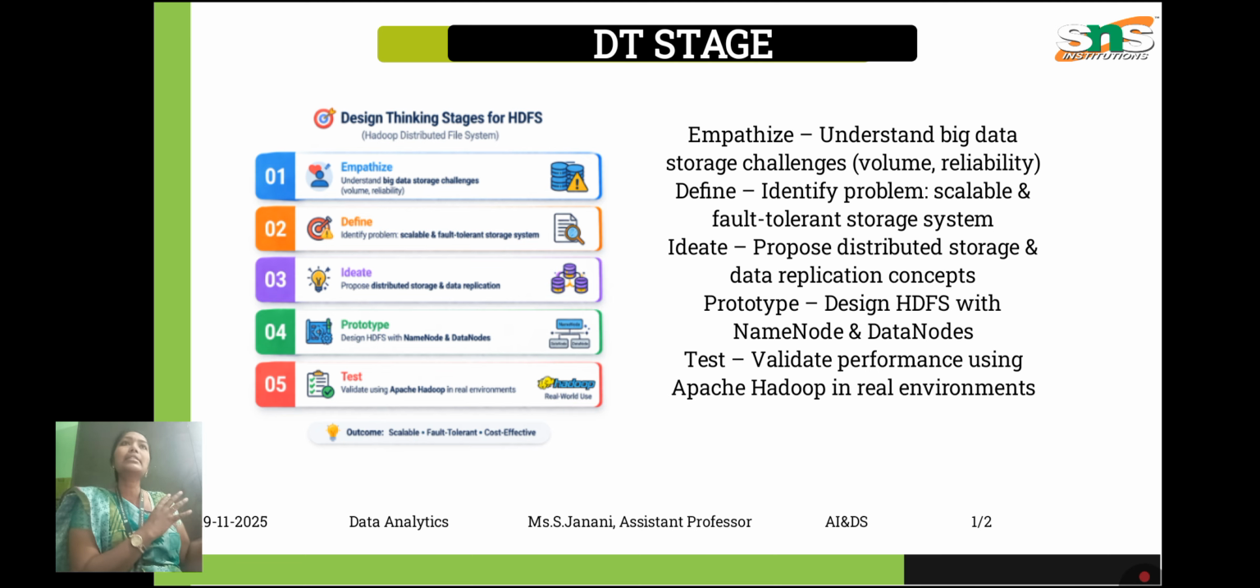So for that we are making the Hadoop distributed system, where we split the data into many different places. So each book part has multiple copies. In the empathize part, we are going to see about understanding big data with storage challenges, the volume and reliability, and it defines the problem, scalable and fault tolerant. In ideate, it proposes distributed storage and data replication concept, and the prototype defines HDFS with NameNode and DataNode, and validates performance using Apache Hadoop in a real environment.